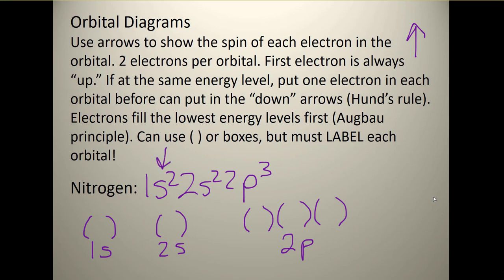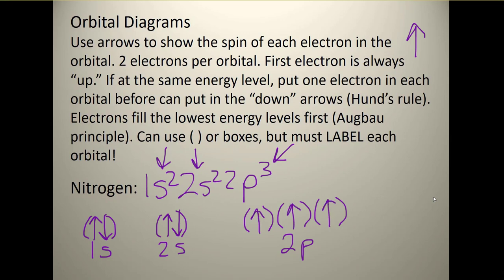So I'm going to start off with my 1s2. You put an up arrow in first and then a down arrow, so those two. And then I'm going to do my 2s2, so an up arrow and then a down arrow. And then I have 3 p electrons, so I'm going to go up, up, up.